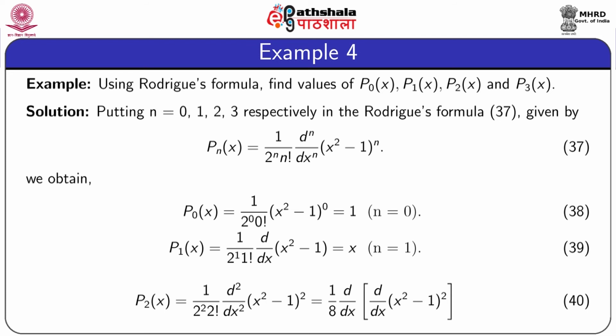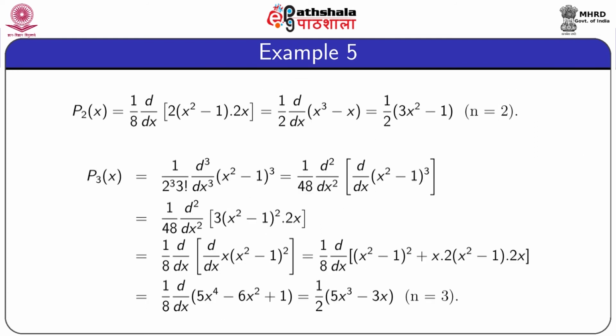Similarly, equation number 40 shows the derivation of P2(x), which is equal to half of (3x² − 1). For P3(x), we substitute n = 3 in the Rodrigues formula, and we get the value equal to half of (5x³ − 3x). Likewise, you can calculate P4(x), P5(x) and so on.